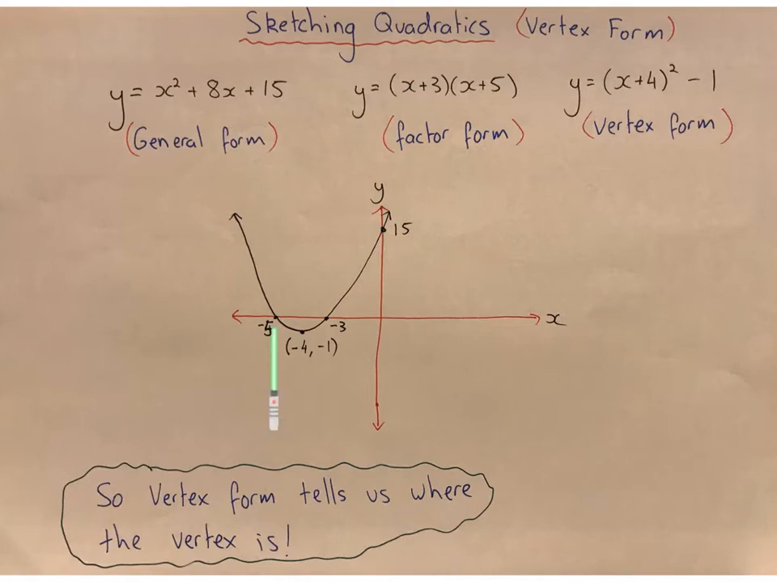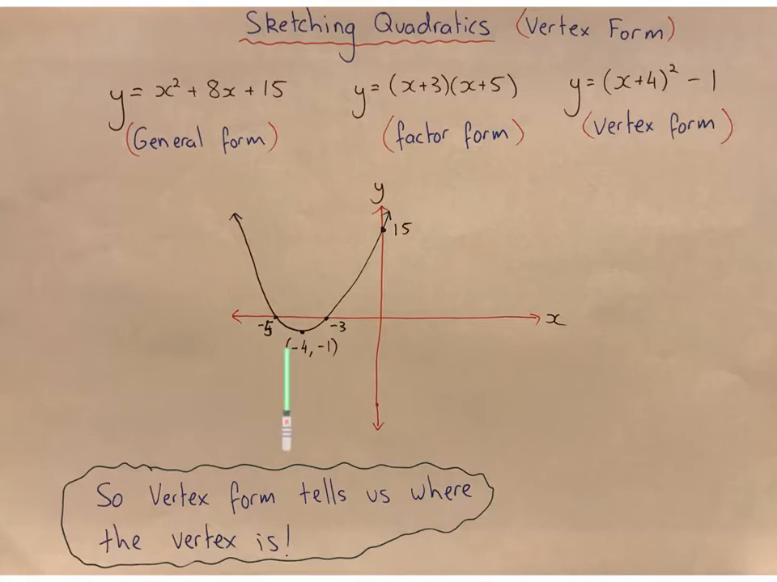I see I have x-intercepts at x equals minus 5 and minus 3. So they're the values that make the first bracket 0 and the second bracket 0, giving me an answer of y equals 0, which is when a graph crosses the x-axis.